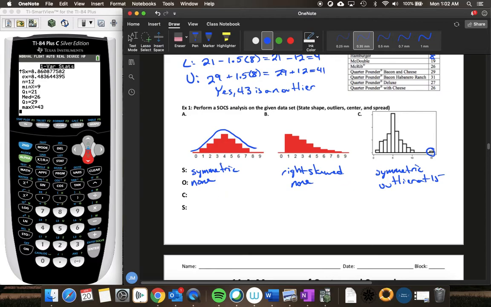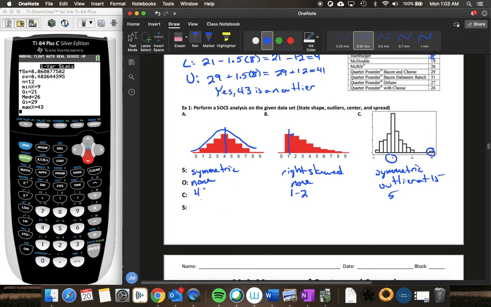Okay. For the next one, for center, it looks like this one on part A is centered right around 4. For part B, probably somewhere around either 1 or maybe between 1 and 2. I'm just going to put 1 to 2 there. And then for C, pretty clearly, the center there is at 5.